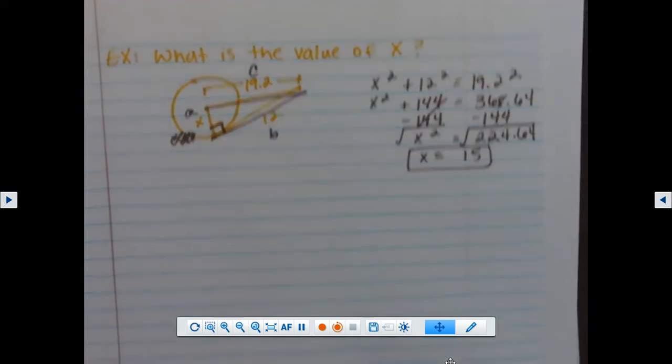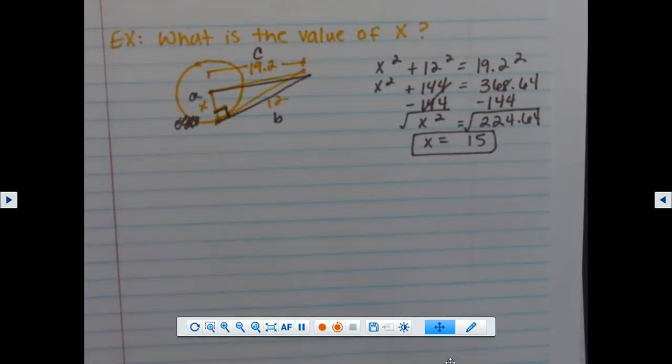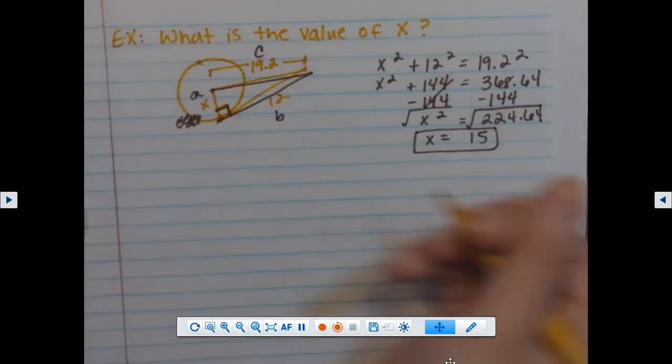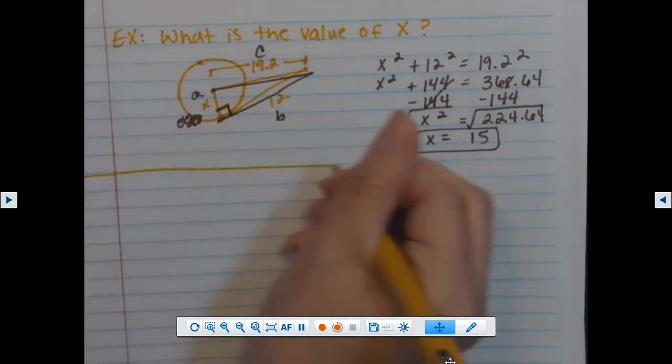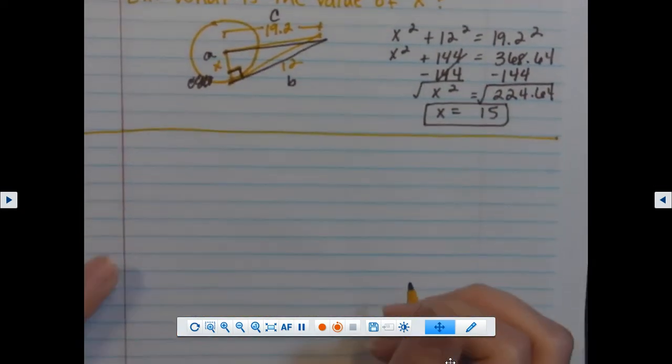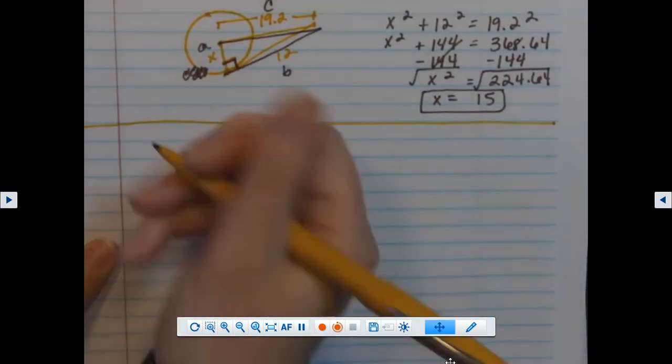Okay, so that was for the tangent and the radius, not two tangents. Now I'm going to do the secant and the tangent first. This might not be the order that we learned them in class, but that's okay.